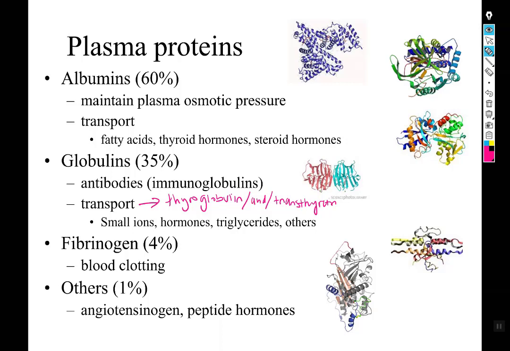Fibrinogen is a precursor to fibrin, that is for blood clotting. So fibrinogen is soluble, meaning that it stays in solution. Fibrin, its outcome, is not. So when you get the conversion of fibrinogen to fibrin, the fibrin precipitates out of solution and begins clotting. And then the remaining 1% are things like angiotensinogen, peptide hormones, and other things.